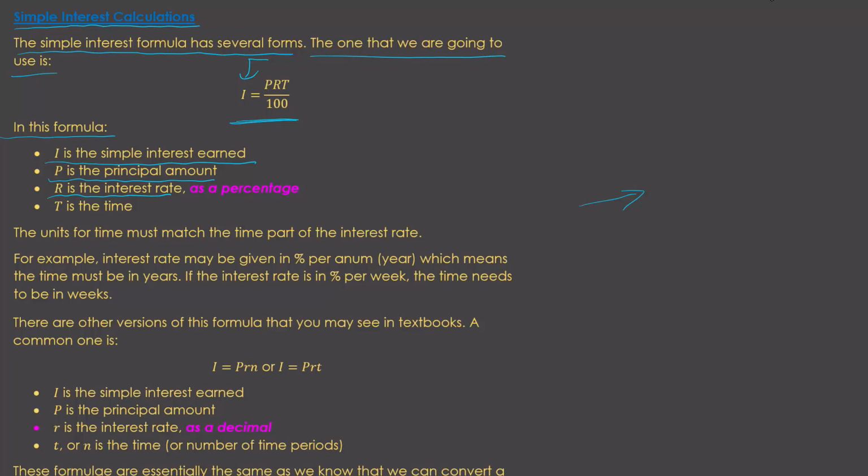R is the interest rate. In this formula here, you just put it in as a percentage. So if you're told your interest is 8% per annum, you simply substitute the number 8 in for R.